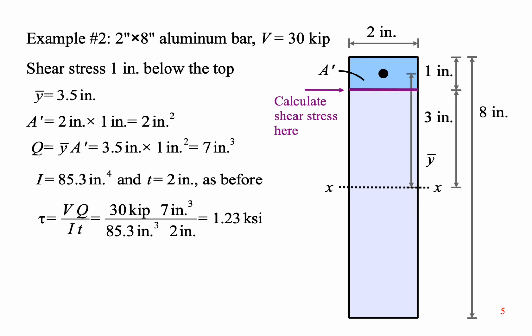What's the shear stress at the very top of the beam? 0, because A prime becomes 0 at the very top. The maximum horizontal shear stress in any beam is at the neutral axis, and it's 0 at the top and bottom surfaces. This is the opposite of what we saw with bending stress, where it was maximum at the top and bottom surfaces and 0 at the neutral axis.